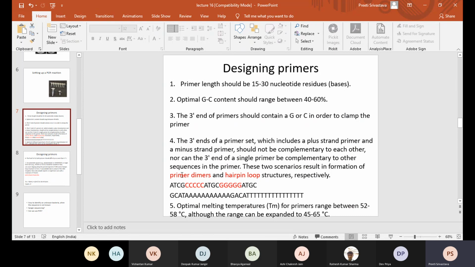So for example, if you see here, these 5 times C and 5 times G can pair up and form a hairpin. Likewise, a stretch of A and a stretch of T can actually pair up and form a hairpin. Right, class? Such secondary structures are not advisable when we are designing PCR primers, because the binding of the PCR primer will be affected, since the primer itself will form either a primer dimer when it is complementary, or a hairpin loop structure.